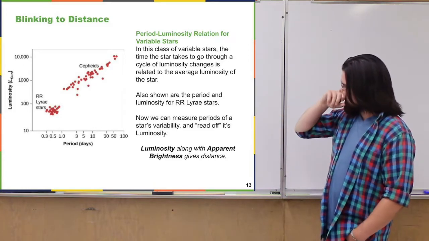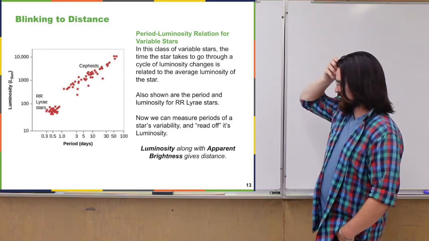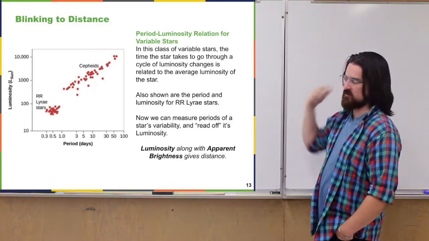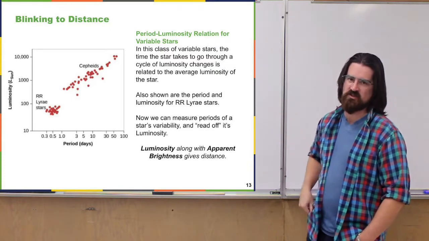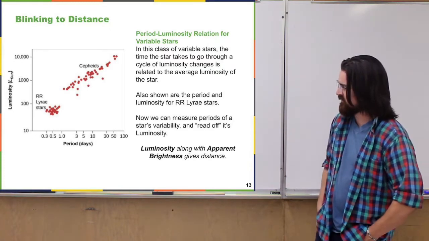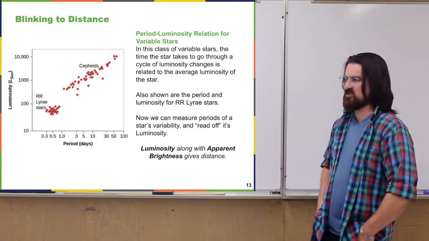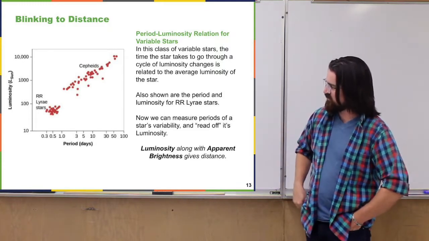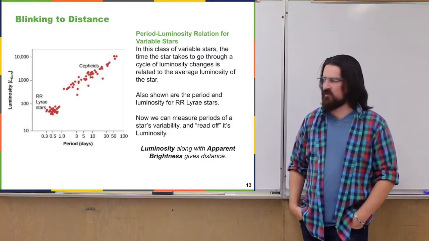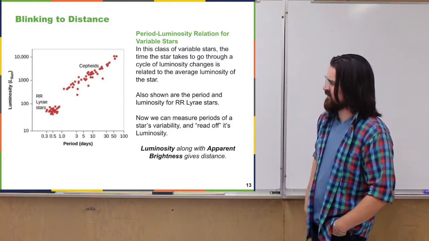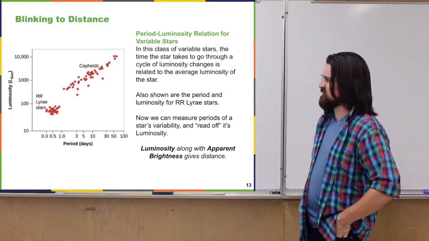Also on that plot are some of the RR Lyra stars. They all have a very similar period, and their luminosity actually is all very similar as well. Right? Which is another nice thing, because if you find one of those particular stars, then right away you pretty much know its luminosity. It's somewhere maybe a little less than 100 times the sun's luminosity.